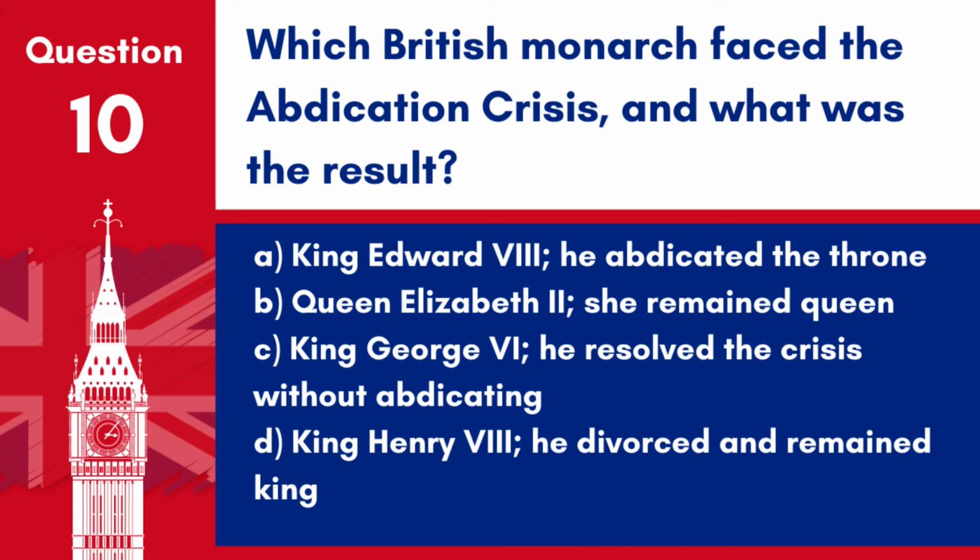Question 10. Which British monarch faced the abdication crisis, and what was the result? A. King Edward VIII. He abdicated the throne. B. Queen Elizabeth II. She remained queen. C. King George VI. He resolved the crisis without abdicating. D. King Henry VIII. He divorced and remained king.